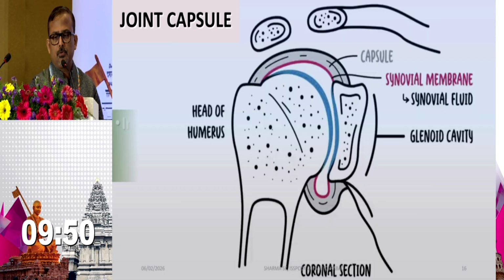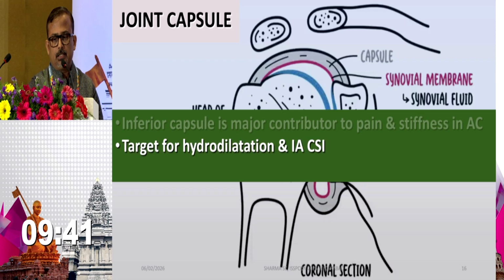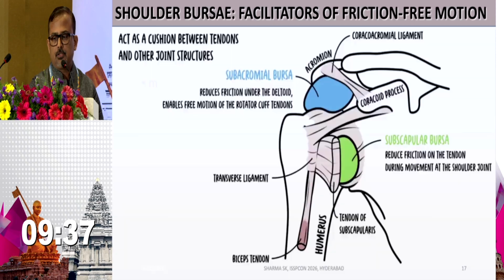The joint capsule is again important. The inferior capsule along with the axillary recess is the most important contributor. It's a target for hydrodilatation and again a common source of non-traumatic shoulder pain.